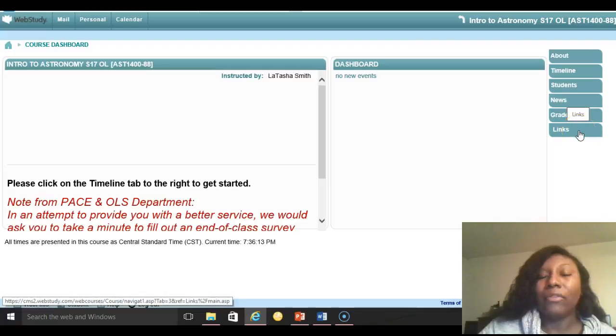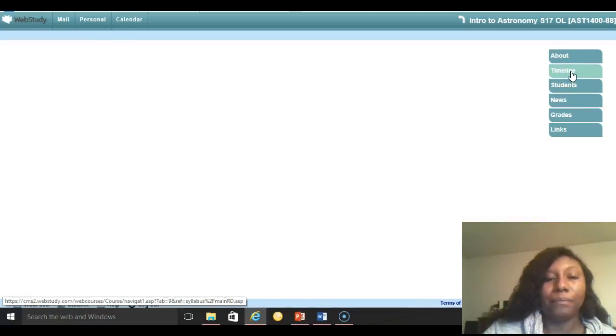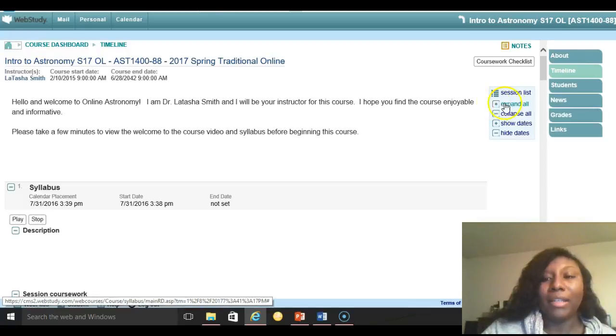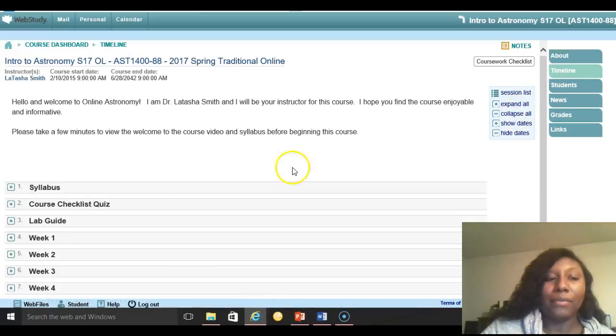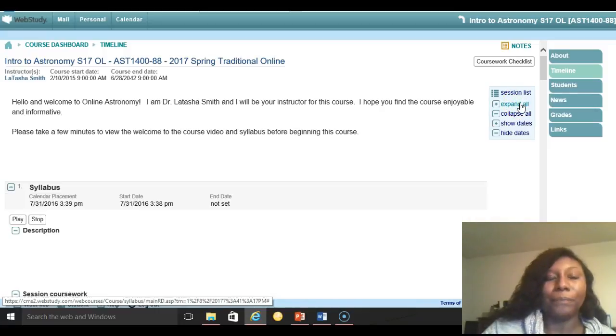And links is information that I provide, whether it be links to YouTube videos or current information in astronomy or related topics. So let's get started. If we click the timeline, you may be in the expanded or the collapsed view, and just so you can see what I'm talking about here, if you're in the collapsed view, notice you have the syllabus, the course checklist, quiz, lab guide, and all the weeks all compounded together. But we want to expand it so you can get more details here.